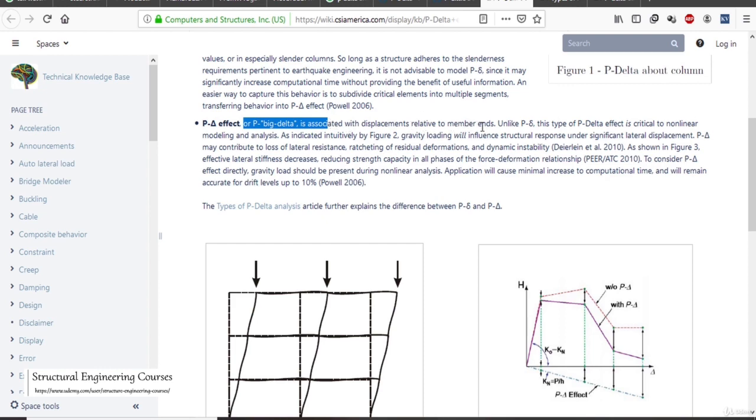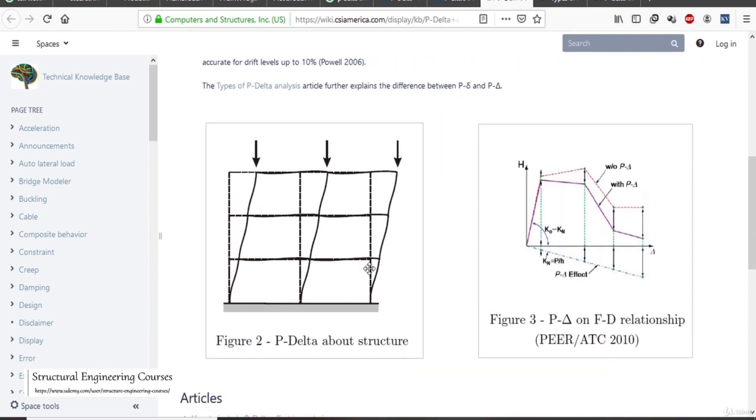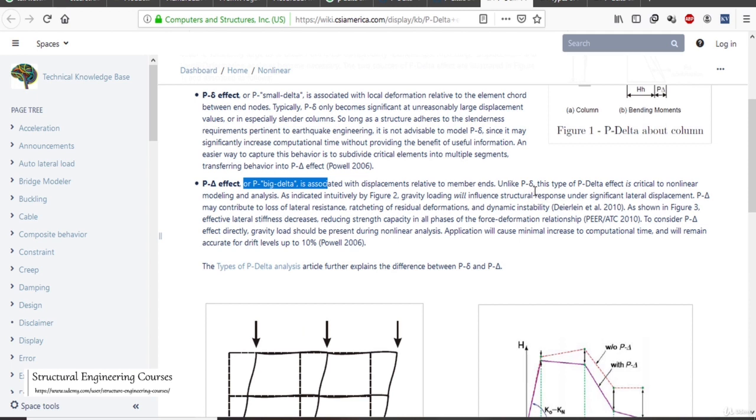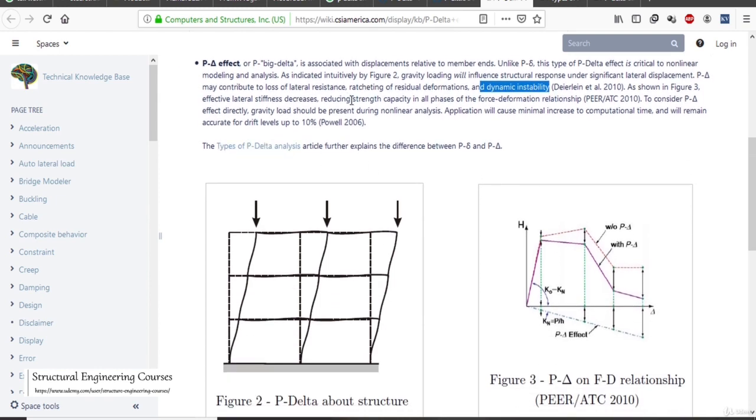So this is the displacement relative to the member ends, that is, this is the member end, and unlike P small delta, this P capital delta effect is critical to nonlinear modeling and analysis. As indicated intuitively by figure 2, gravity loading will influence structural response under significant lateral displacement. P capital delta may contribute to loss of lateral resistance, ratcheting of residual deformations, and dynamic instability. As shown in figure 3, effective lateral stiffness decreases and strength capacity is reduced in all phases of the force-deformation relationship.